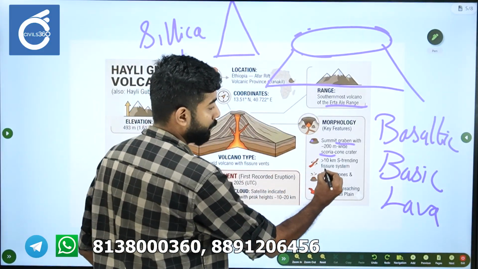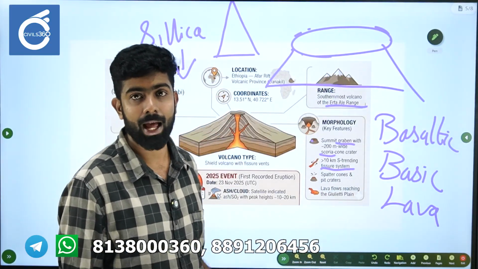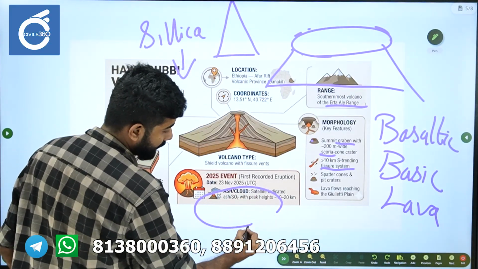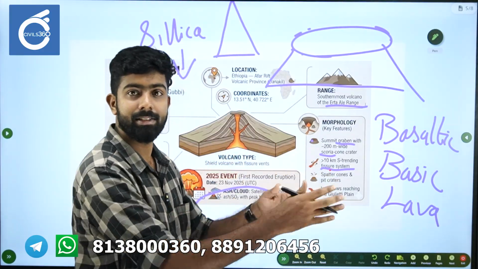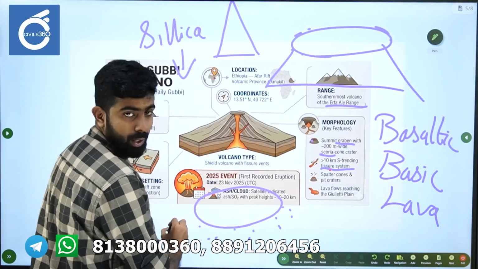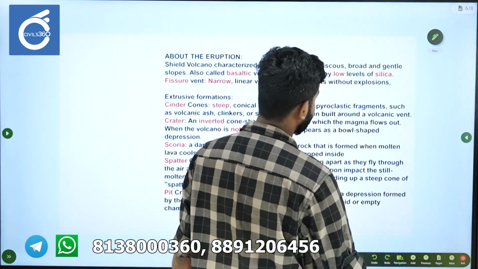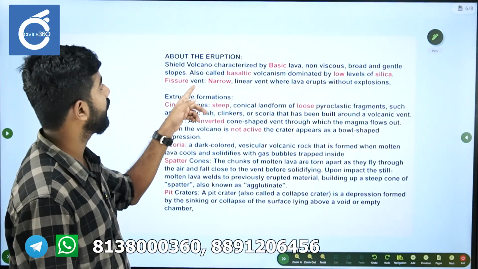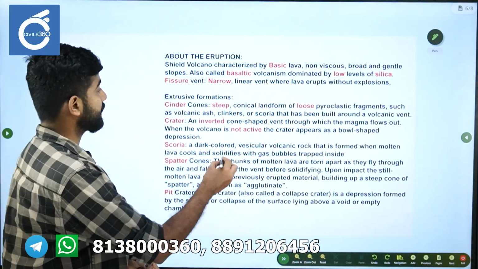Then you can see a fissure system, a fissure. So essentially, in a shield volcano, you have cinder cones, right? And this is a linear system through which the magma actually seeps out. Not magma, lava actually seeps out. Okay, so this is more in detail. The shield volcano has basic lava, it's non-viscous, basaltic, with low silica content. There's a fissure vent.